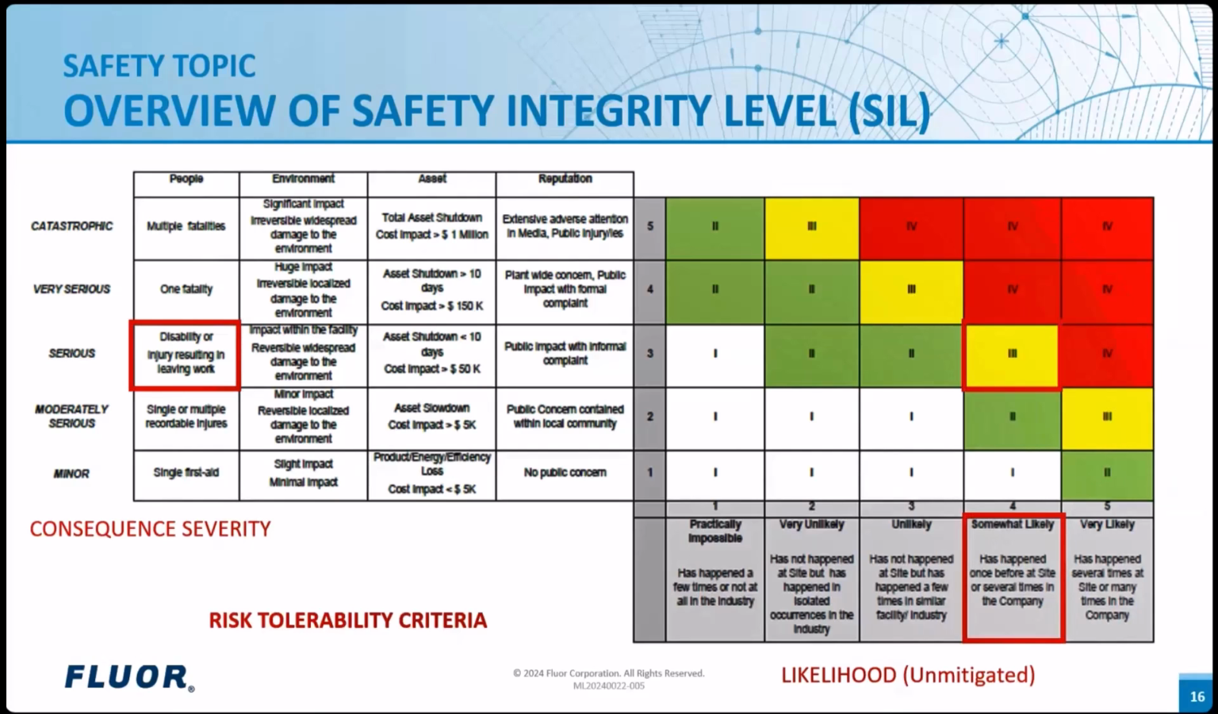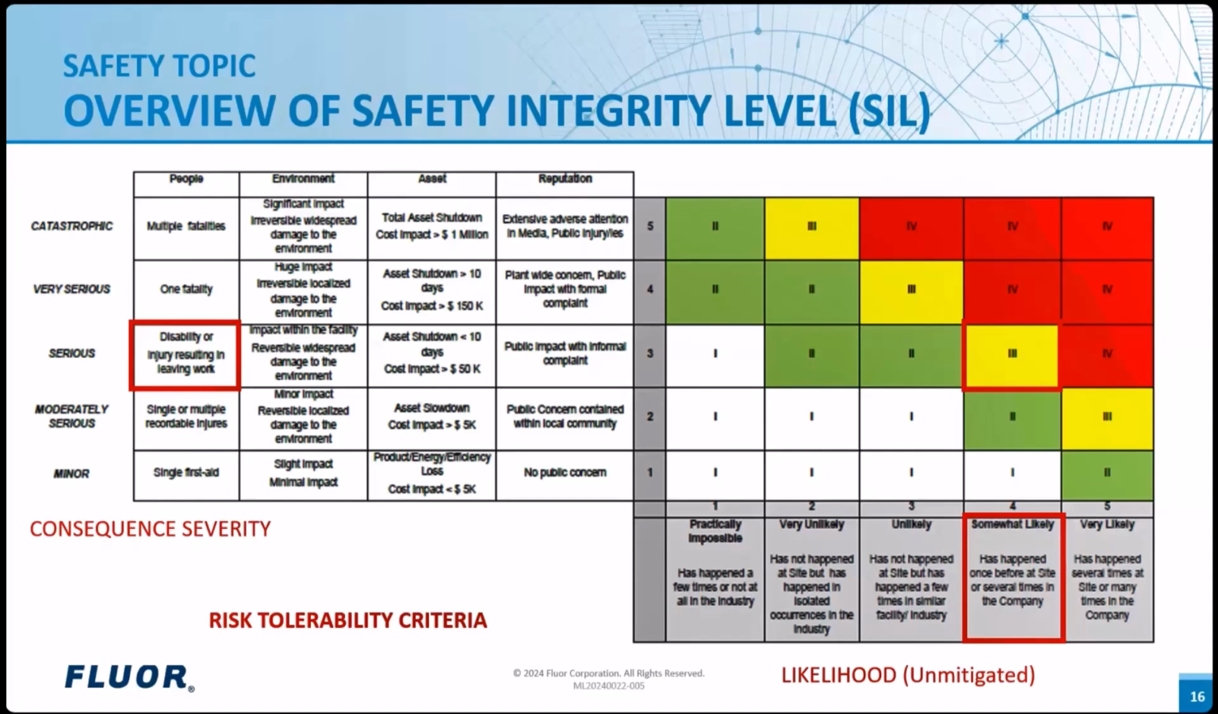For example, let's consider a hazardous scenario for which the consequence severity is a disability or injury resulting in leaving work, and the likelihood of the hazardous event is somewhat likely, meaning that it has happened once before at site. Based on this sample risk tolerability criteria, the corresponding risk category is 3.